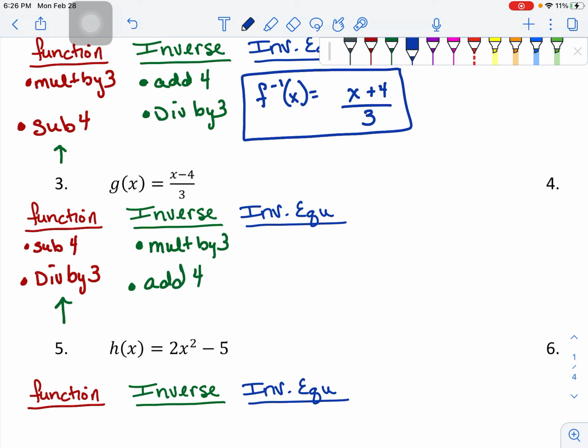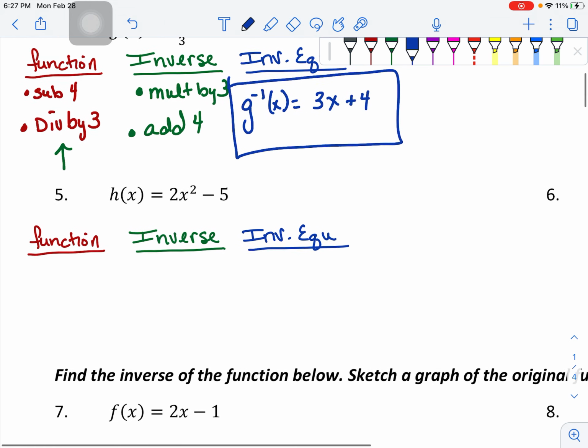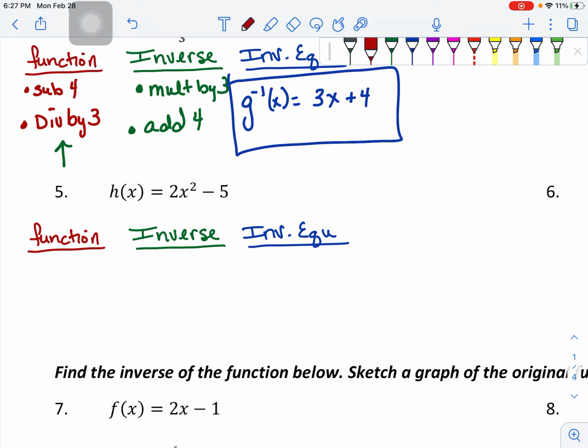And now we're going to take those green steps, and I'm going to write g to the negative 1 of x. Here's my x value. I'm going to multiply by 3, so I'm going to actually put it in front, and then add 4. And there's our answer for number 3. And number 5. Again, you're thinking, if I plugged in a number, if I put a 3 here, what would I do first? Well, first I would square it.